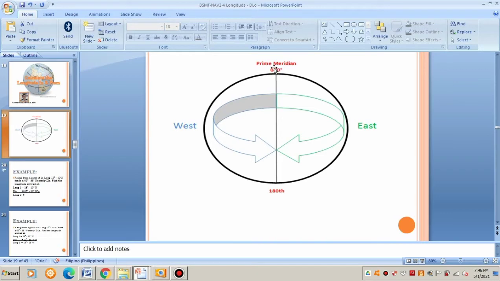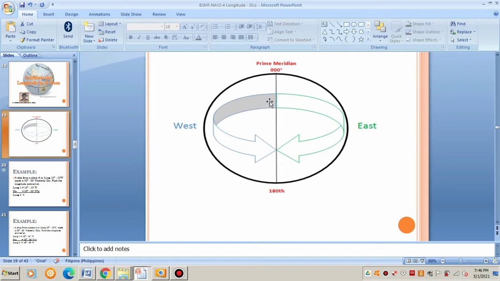We have the prime meridian, which is 0 degrees, and the 180th meridian, because we only have 0 degrees to 180 degrees, both west and east side of the globe.